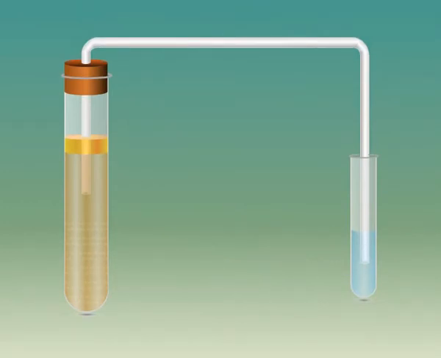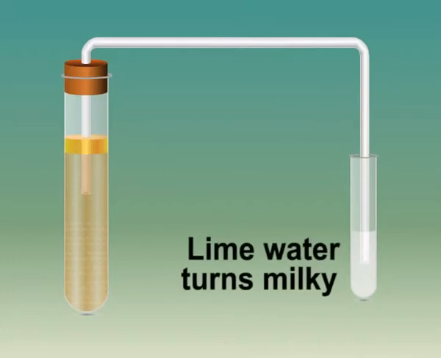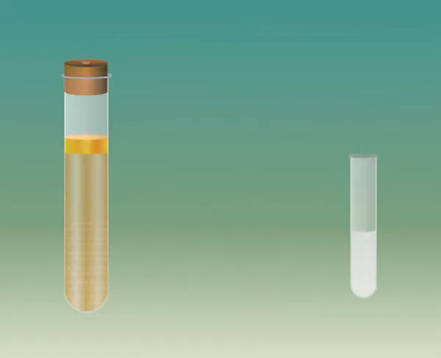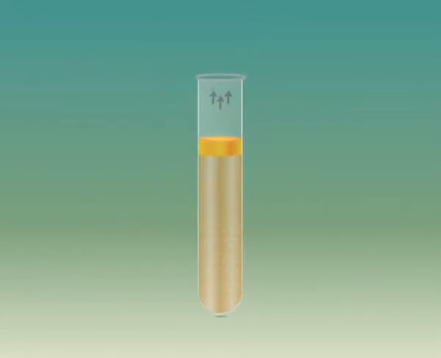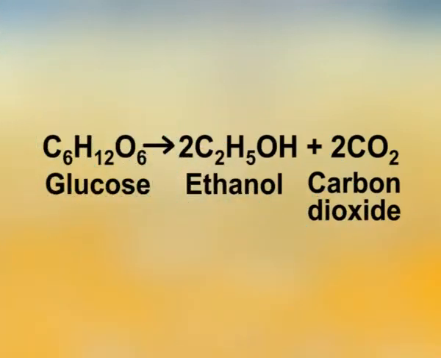We see air bubbles coming out from the end of the delivery tube dipped in the lime water. The lime water is also seen to turn milky. Not only lime water turning milky, but the smell of alcohol on opening the cork of the test tube also confirms presence of alcohol in the solution of sugar and yeast. Thus, we can see that anaerobic respiration by yeast results in the production of alcohol and carbon dioxide.